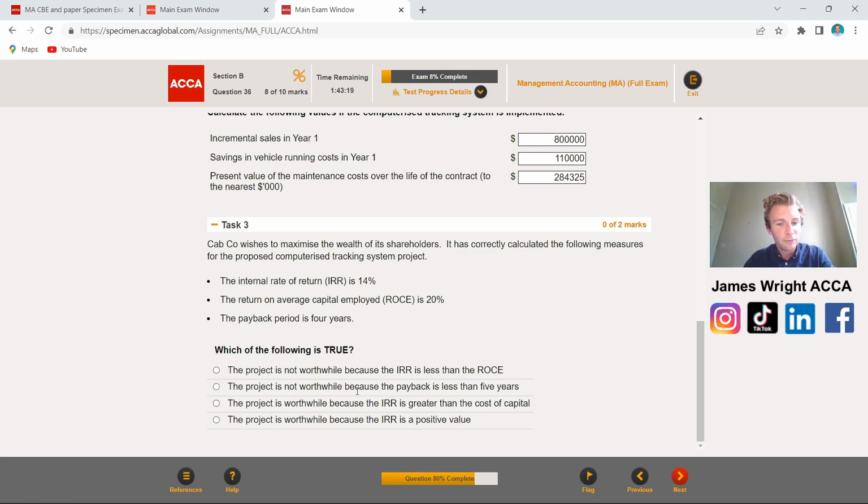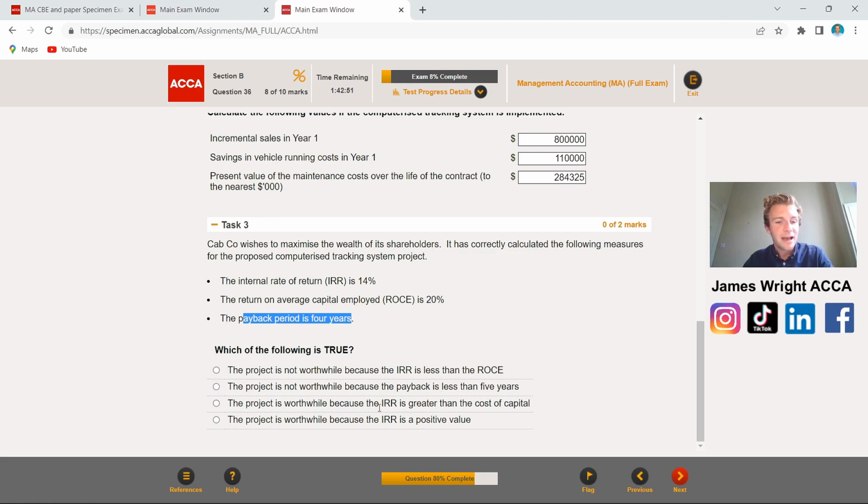The project is not worthwhile because the payback is less than 5 years. Well, again, that doesn't give us enough details. Yes, the payback period is 4 years, but in terms of maximising shareholder wealth, we're not entirely sure how much it is actually receiving. It doesn't go into enough detail for the levels of return.